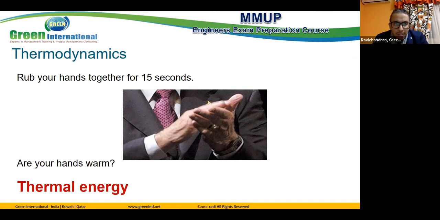Thermal energy is one of the important energies in the world. Everything comes from thermal. If you go back to primitive times, you will see they used flame, fire. So thermal energy is one of the top energies used, and it can be converted from one shape to another.